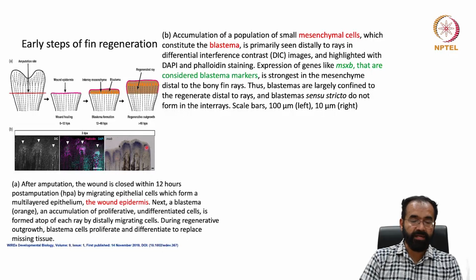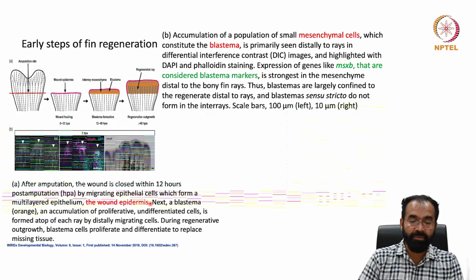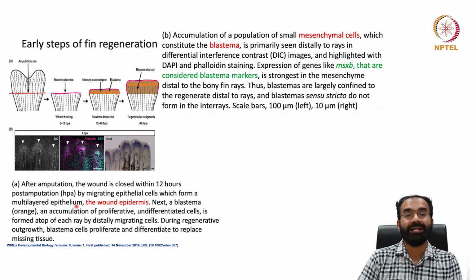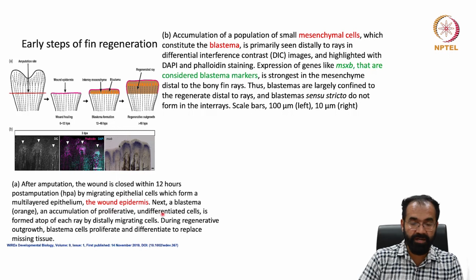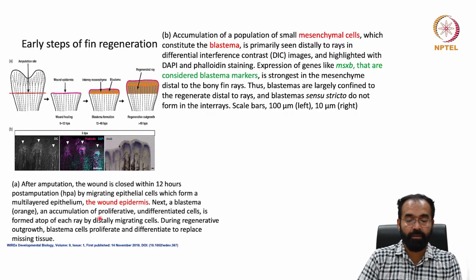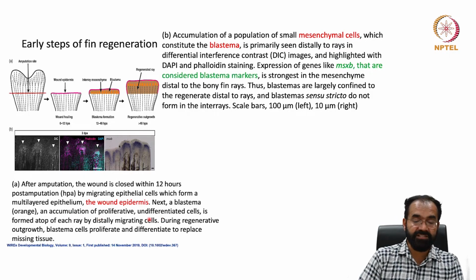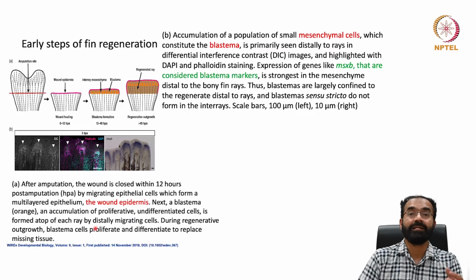So if you look further, what are the early steps of fin regeneration? After amputation, what happens? The wound is closed within 12 hours post-amputation by migrating epithelial cells, which form a multi-layered epithelium called wound epidermis. Next, the blastema, which is shown in orange color, accumulates by proliferative undifferentiated cells, which we often call blastema cells.